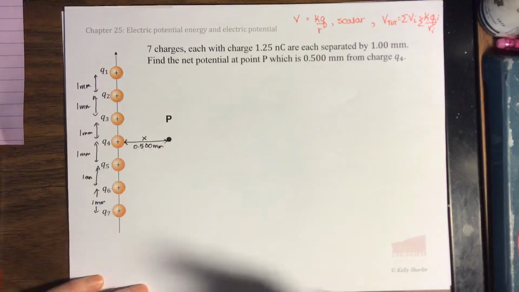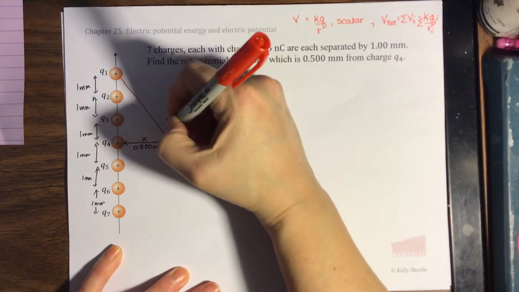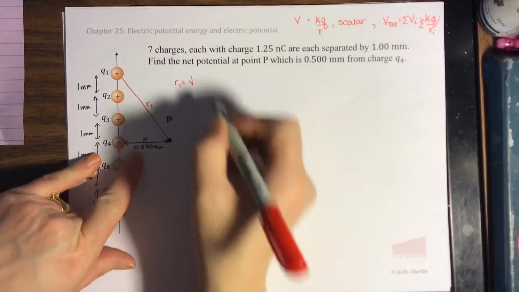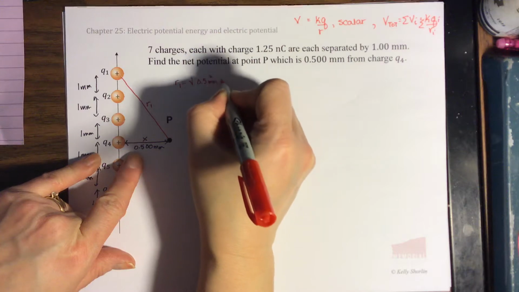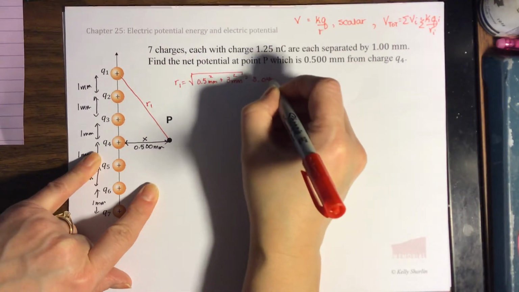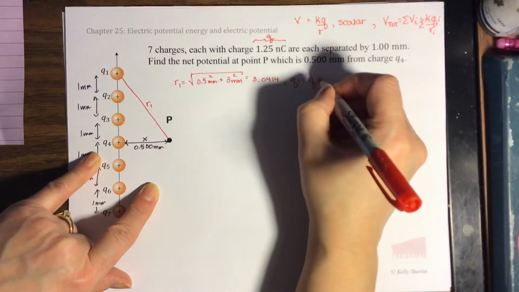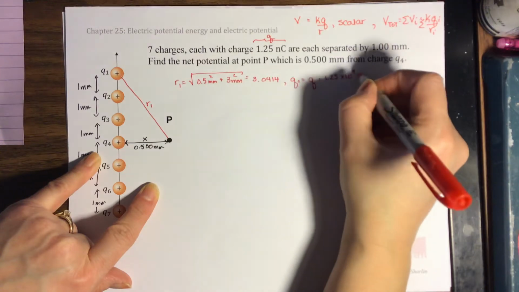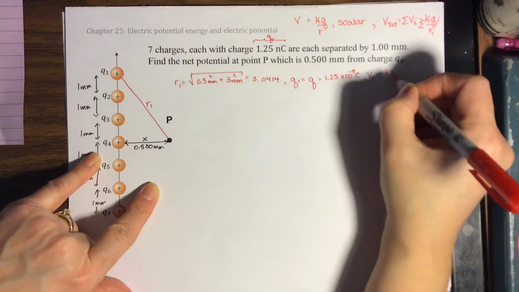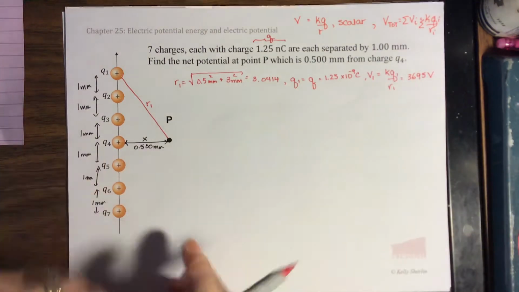Okay, so we have 7 charges here. We're going to find 7 potentials and add them up. So let's start with the first one. Q1 is a distance R1 from our point P. I'm going to label that R1. R1 is equal to the square root of x squared plus y squared, 0.5 millimeters squared plus 3 millimeters squared, equals 3.0414 millimeters. Q1 is equal to 1.25 nanocoulombs, which we might call Q. And a nanocoulomb is times 10 to the minus 9 coulombs. So our first potential, V1, is K times Q1 over R1. Put that through the calculator, 3,695 volts. Notice no direction or anything, it's just a number with units because it's a scalar.